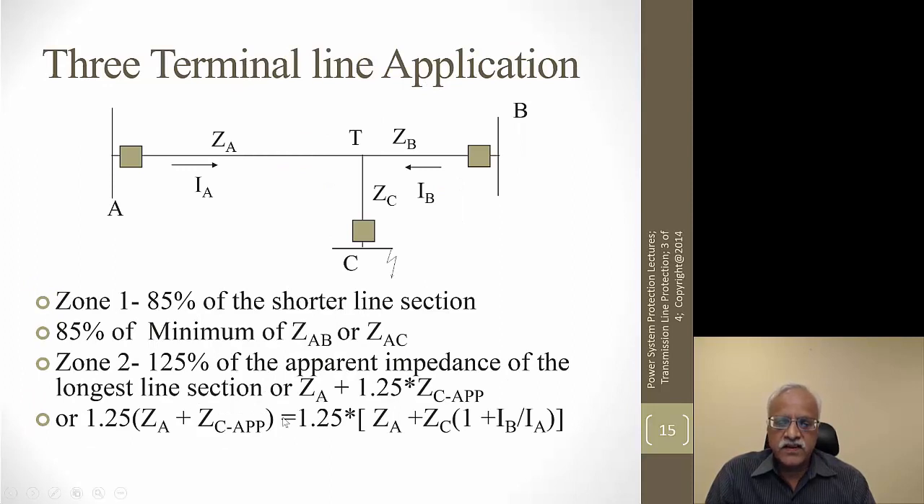Okay, this is another example I have provided to show how we set for a three-terminal line. Suppose A, B, and C are three stations on a three-terminal line, and you measure the impedance from A to C and A to B. Zone 1 is always set for the shorter of the two line sections because you don't want to overreach if one end is open. And zone 2 is set to cover the apparent impedance of the longest line section. Okay, so it's just an example.